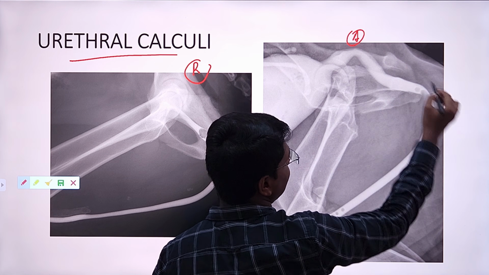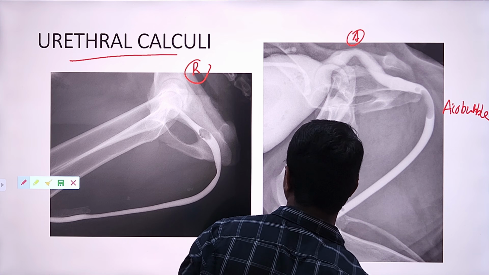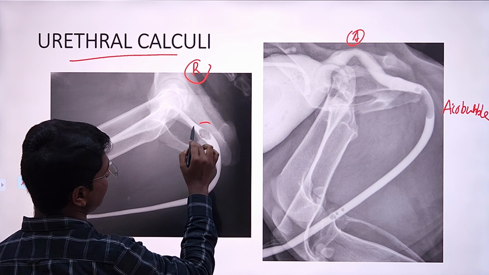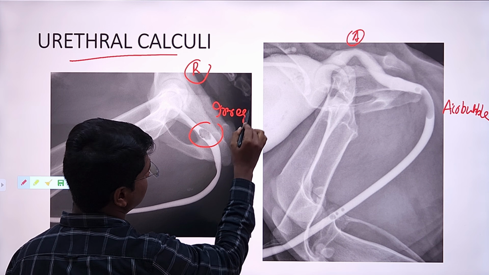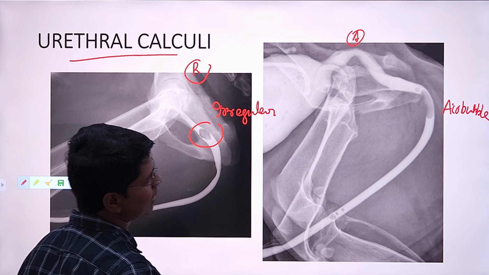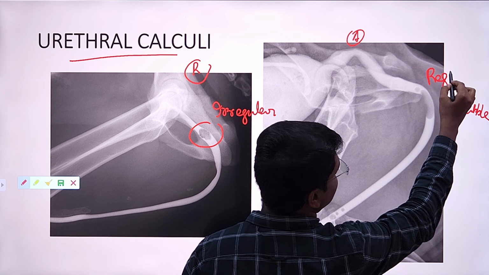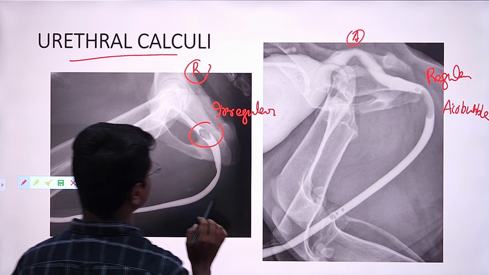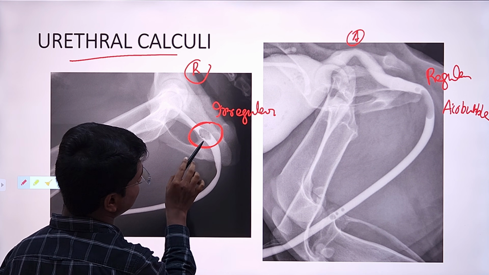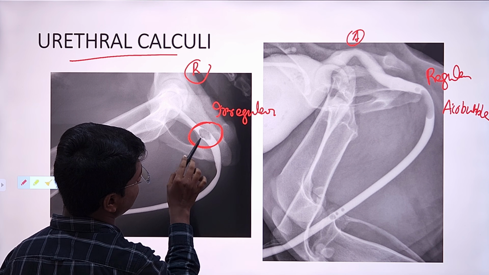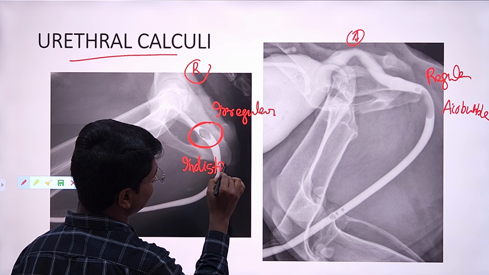Here an air bubble is present. As I told you, first you have to see the shape. Here you see it is an irregular shape, while this one is more of a regular shape. The next point is the margin. Margins are indistinct, there is some border effacement. Margins are basically indistinct in case of calculi.